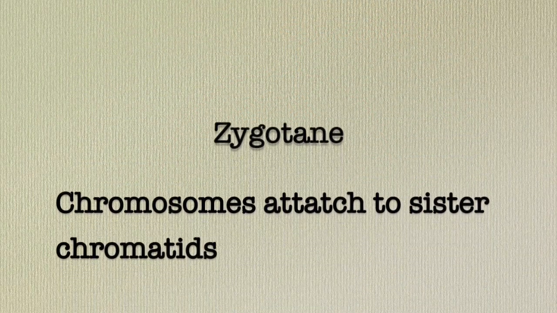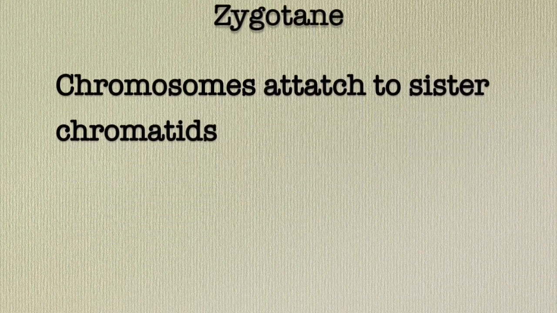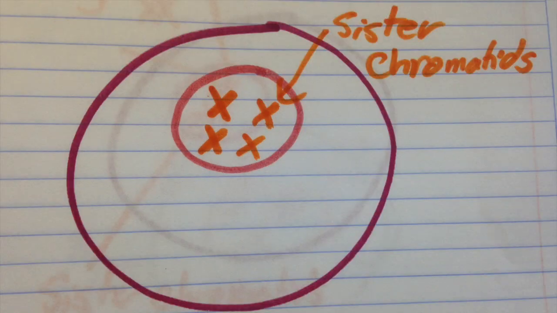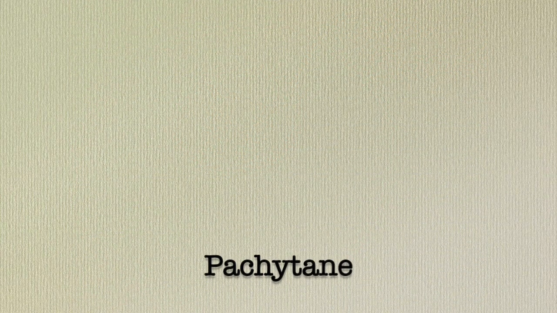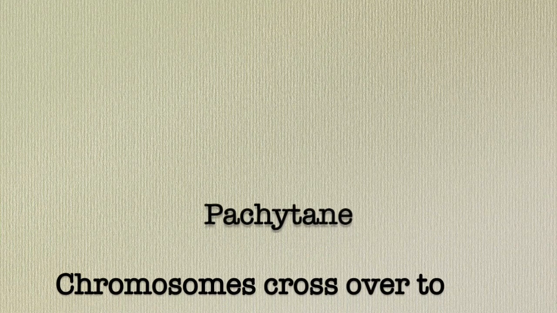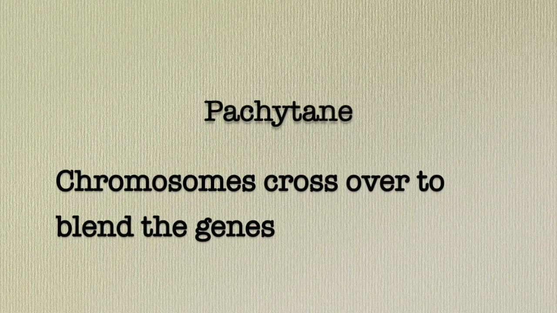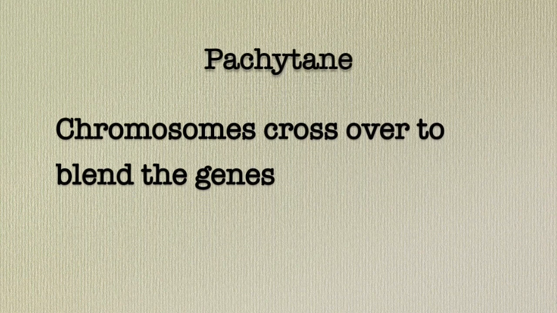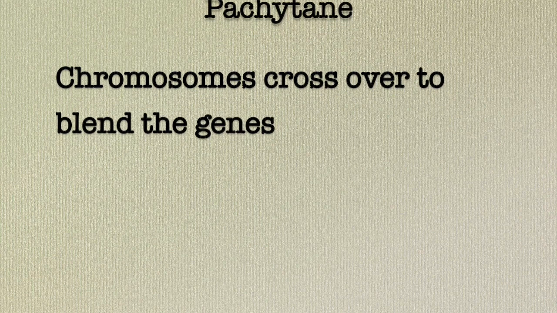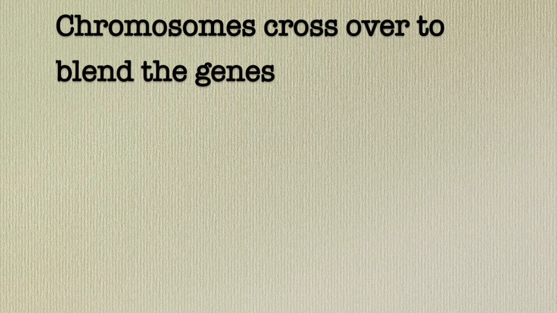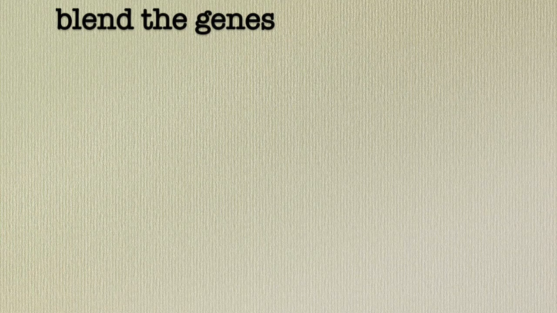The zygotene stage is also present in mitosis. This is when chromosomes attach to their sister chromatin. The next step, pachytene, is essential for meiosis. In this step, the chromosomes cross over to blend the genes. By blending the genes, we obtain chromosomes with a very diverse charge. This way, the offspring can have the best genes of the person.